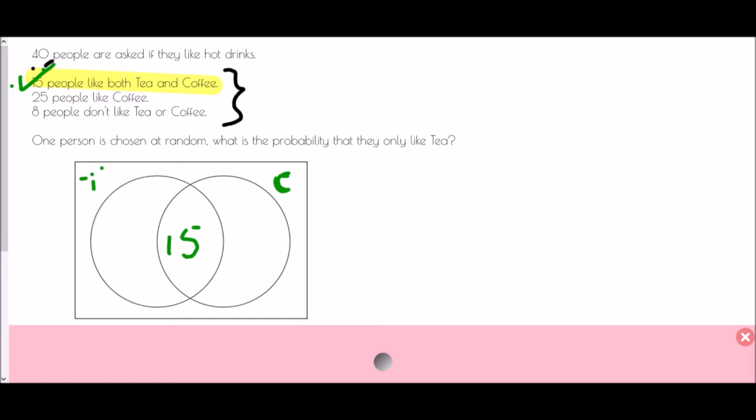Now it says 25 people like coffee. Now the important thing here is that those 25 people include those that are in the centre, so we just need to do a quick subtraction. 25 take away 15 equals 10, so there will be 10 people in this section, and we can tick that section. It also says that 8 people don't like tea or coffee. Now those people must be out here on the outside, because they are not in any of the circles.